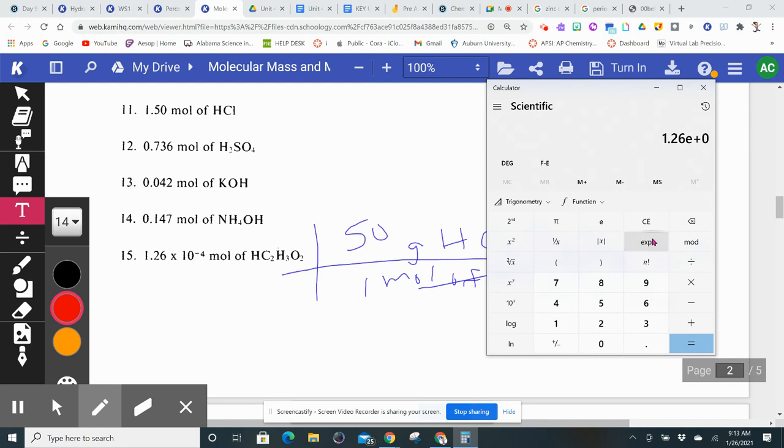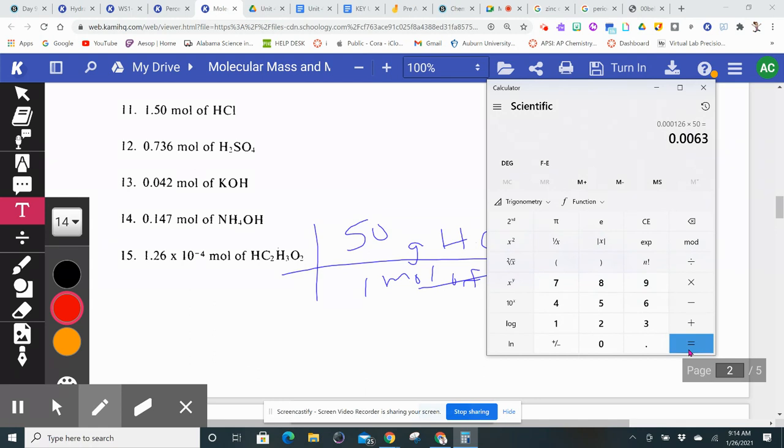1.26 EXP. Do not put times 10. Okay? Don't do that. And then put in the exponent. Put in -4. All right? And then you are going to multiply it by 50, equals. That's my answer. Okay?